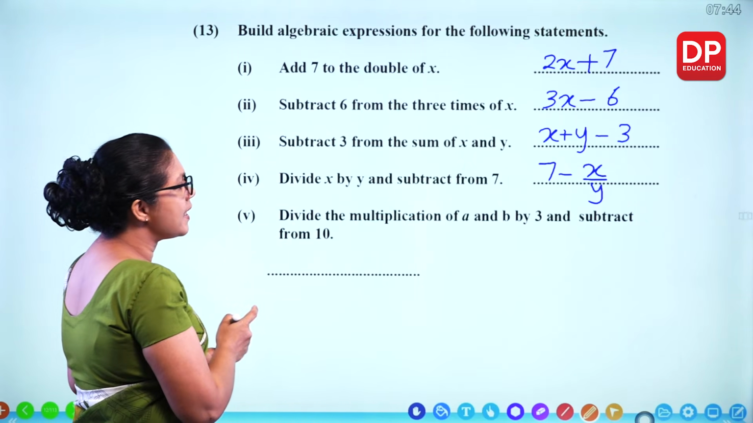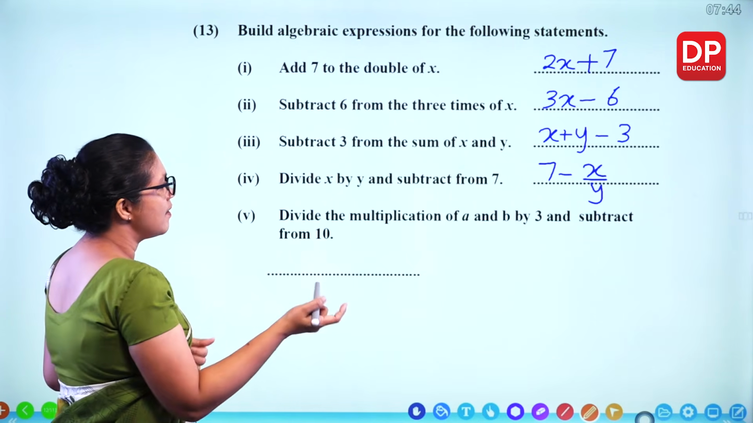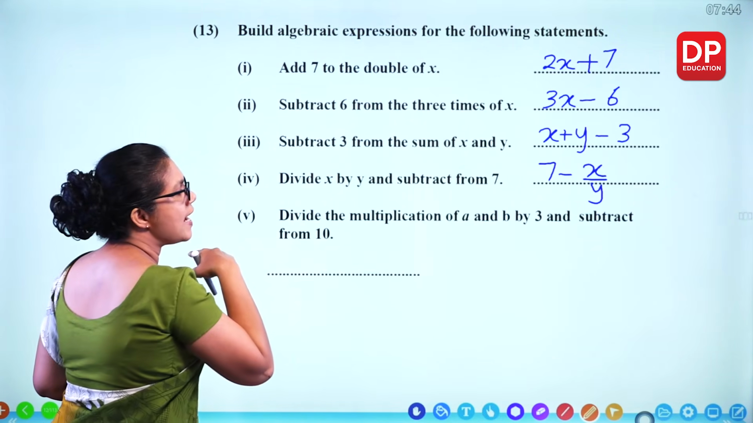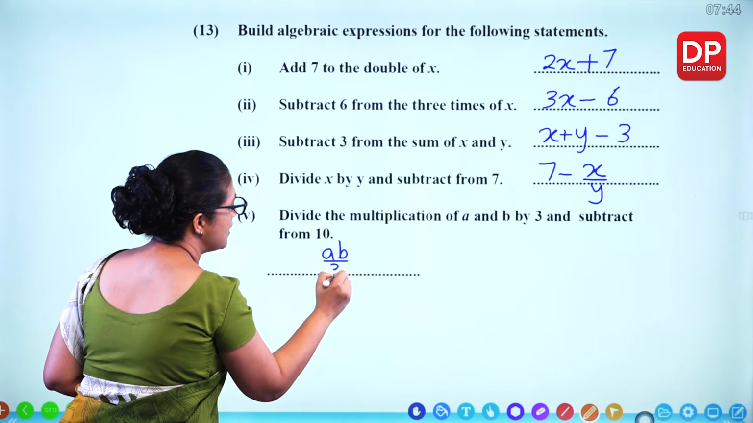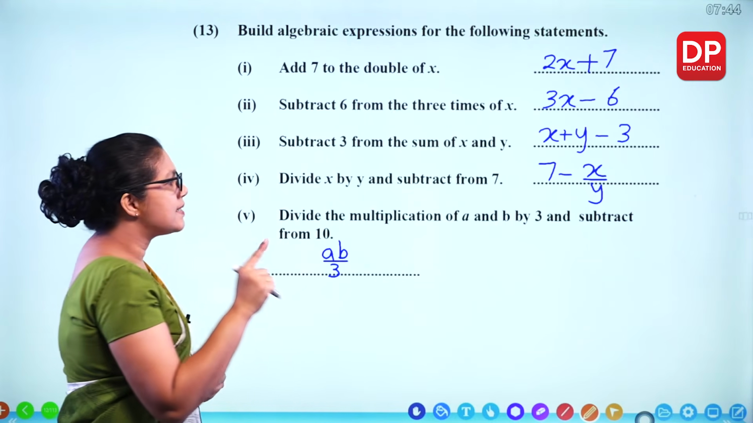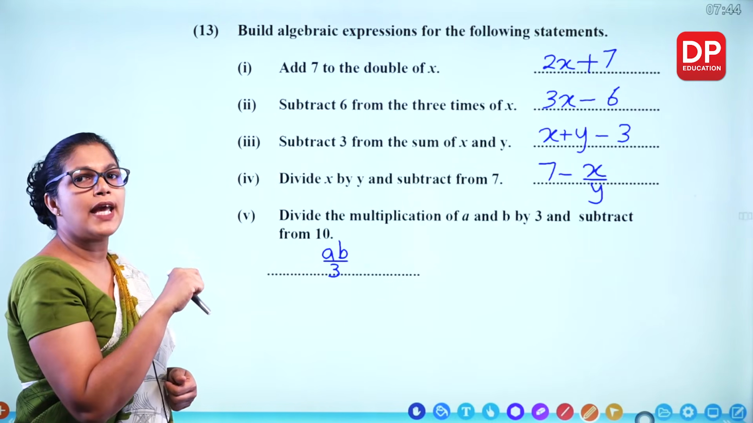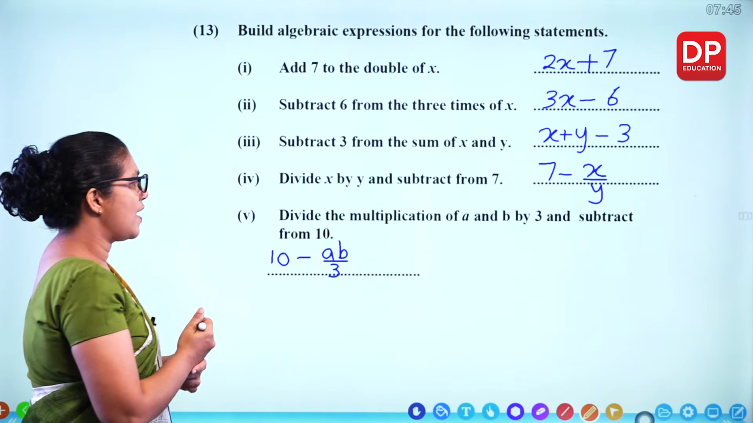Divide the multiplication of a and b by 3 means ab divided by 3. Divide the multiplication of a and b by 3 and subtract from 10. From 10 means 10 minus this value.